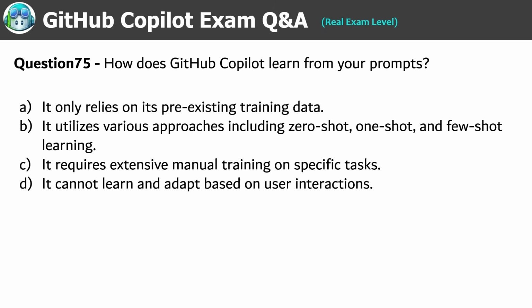Question 75. How does GitHub Copilot learn from your prompts? The answer is B. It utilizes various approaches, including zero shot, one shot, and few shot learning.